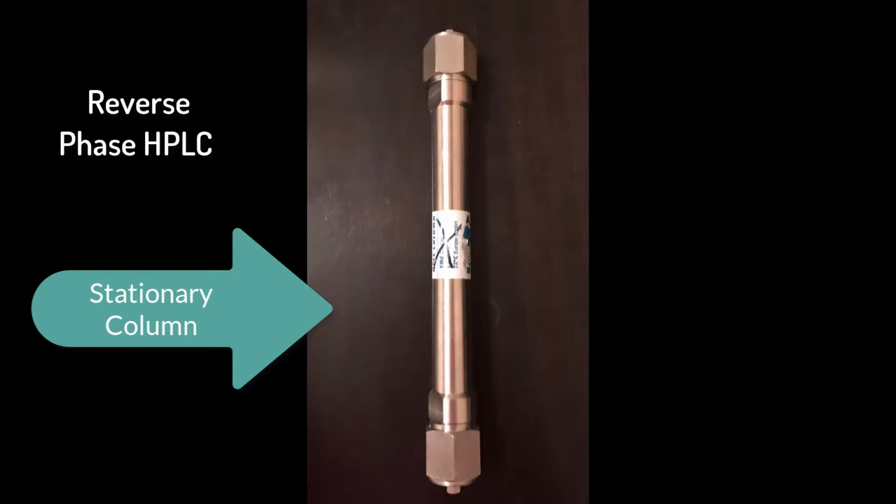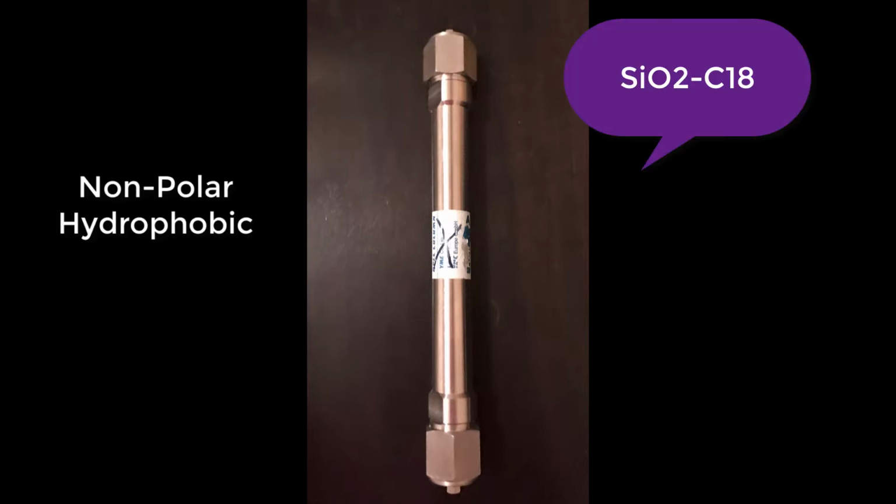In reverse phase HPLC, the stationary phase column is lined with a nonpolar hydrophobic resin. This column is packed with silica gel. The silica gel is lined with an 18-carbon chain to prevent the column from becoming polar. Some reverse phase columns have silica gel lined with 8 or 4 carbon chains.